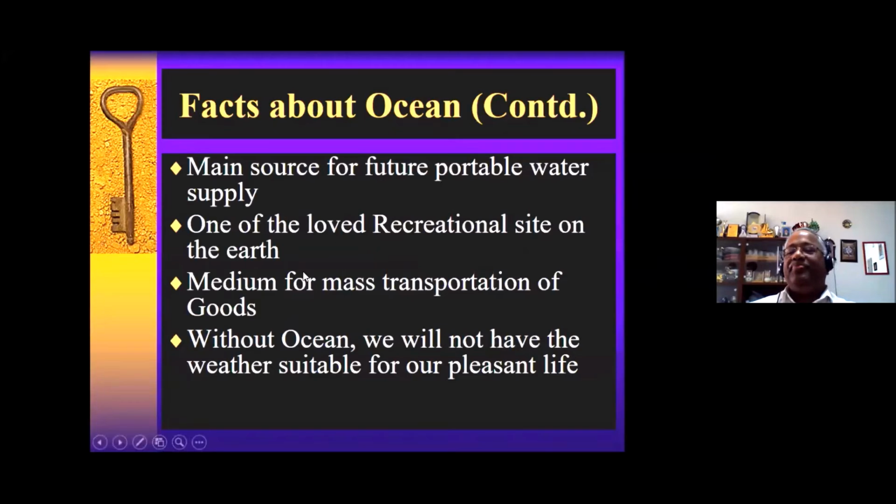Third one: only 1% of the water available on the earth, we are fighting for. Every one of us is fighting for our drinking, washing, cooking, agriculture. Only 1%. The remaining 99% of water is in the sea, in the ocean.